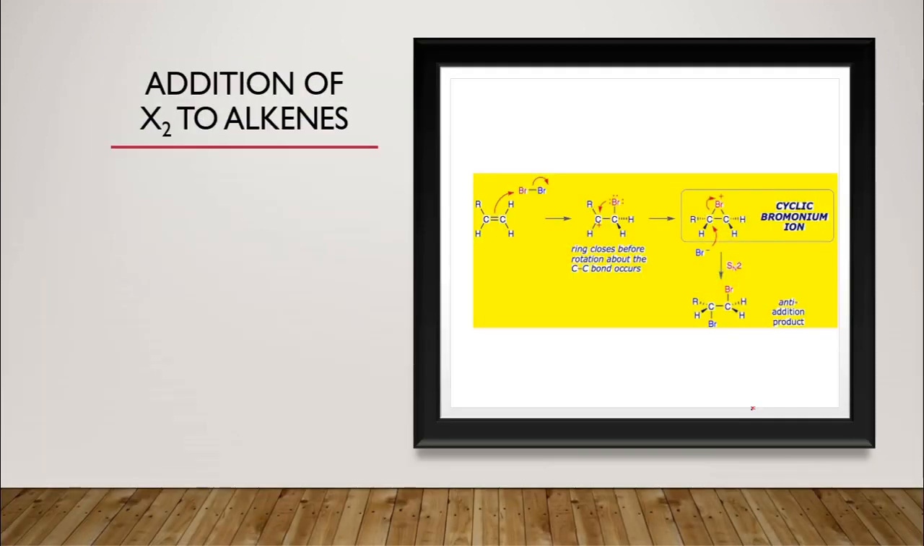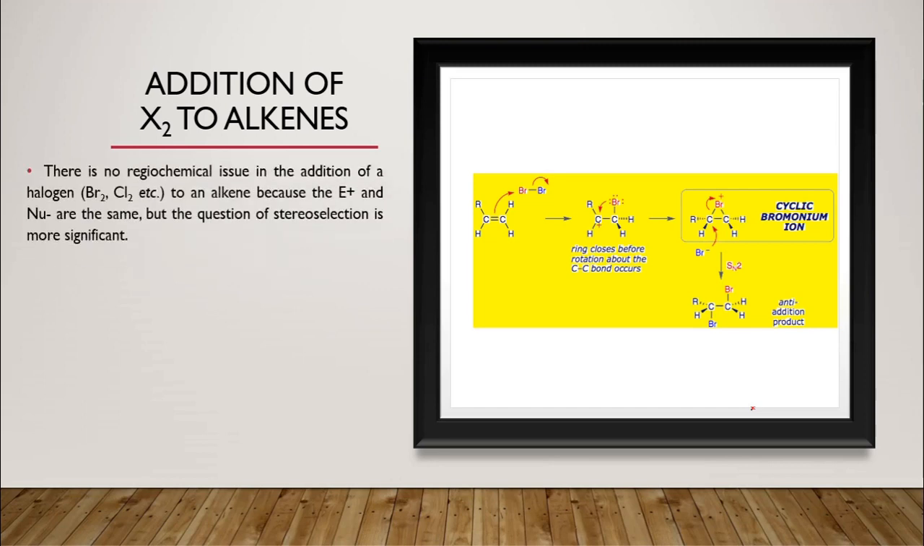Let us move on to our next topic, addition of halogens to alkenes. As we all know, the addition to an alkene is a very simple process, but it has a lot of stereochemistry involved in it. There is no regiochemical issue in the addition of a halogen like bromine or chlorine to an alkene because the electrophile and the nucleophile are both the same. But the question of stereoselection is more significant here.